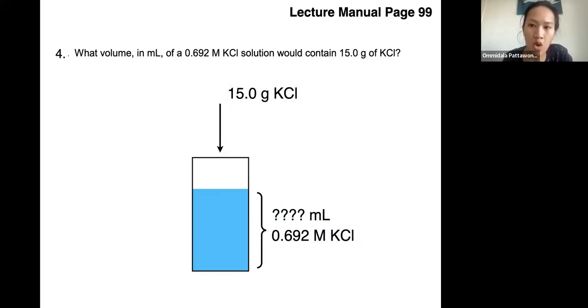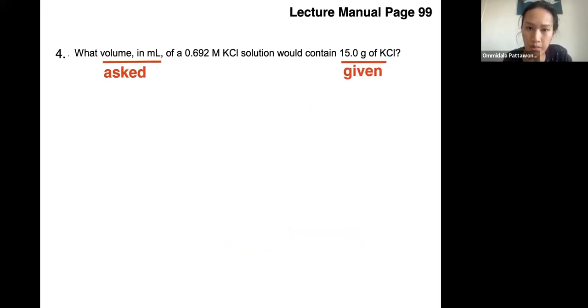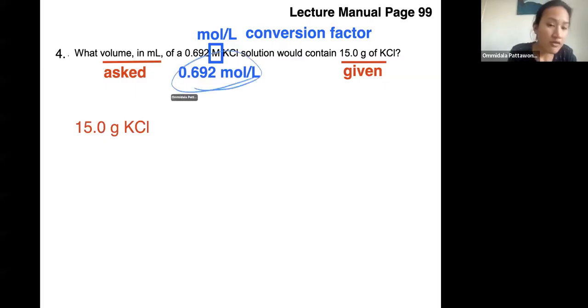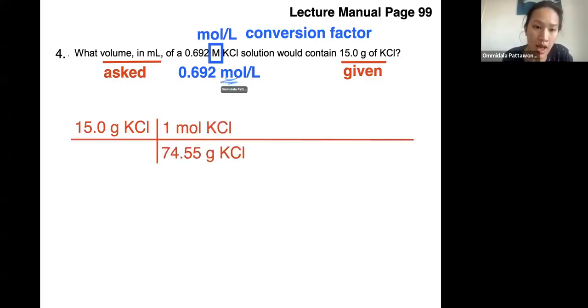So that means in this case, you are going to look at what is given. We know that the concentration is going to be in mole per liter. So again, what I'm going to do is convert this into a fractional form. Okay, so it's going to be 0.692 mole over liter. After we know that, I'm going to use this as a conversion factor. I'm going to start with the one that contains 1 unit first. So I'm going to convert grams to mole, because everything is going to be related to mole. So I'm going to use the molar mass of potassium chloride.